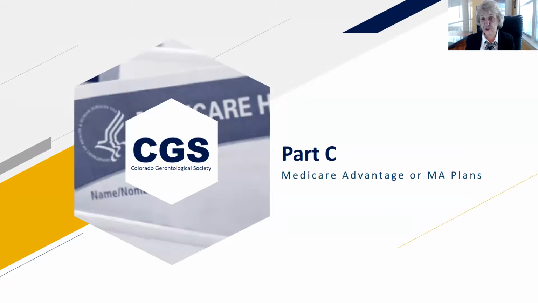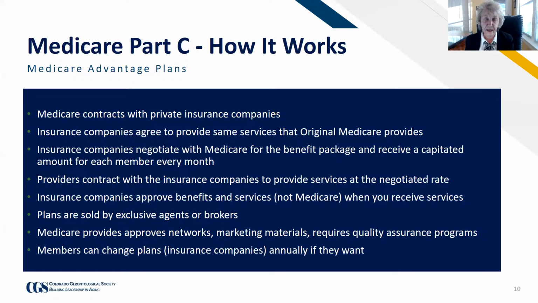For Medicare Advantage, or Part C, we're going to start with Medicare Advantage plans and how they work. The first thing is that Medicare contracts with private insurance companies. These companies agree to provide the same services that original Medicare provides. The company negotiates a rate or price for a specific benefit package with Medicare. They then receive a capitated payment every month for every member that they enroll.